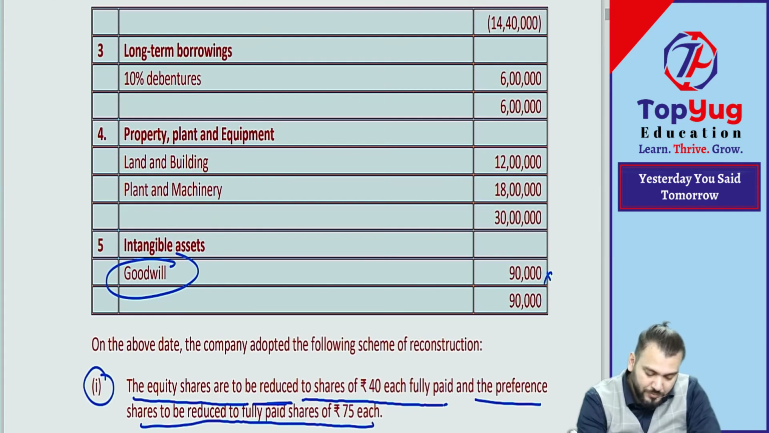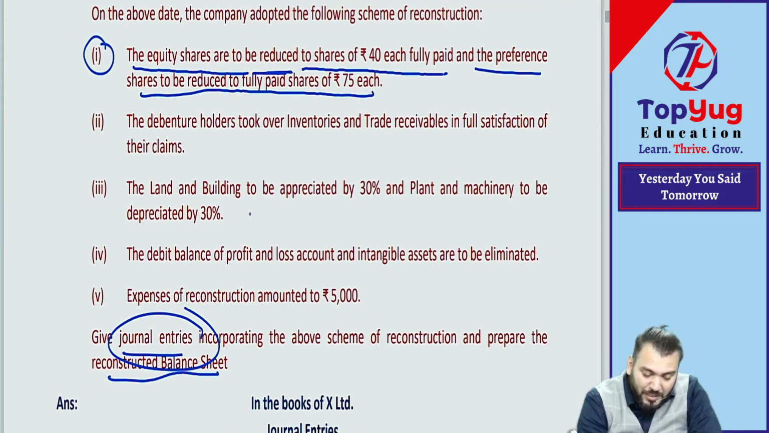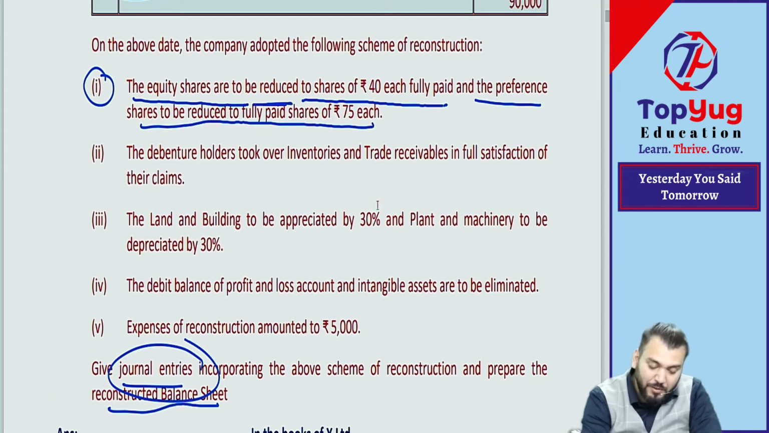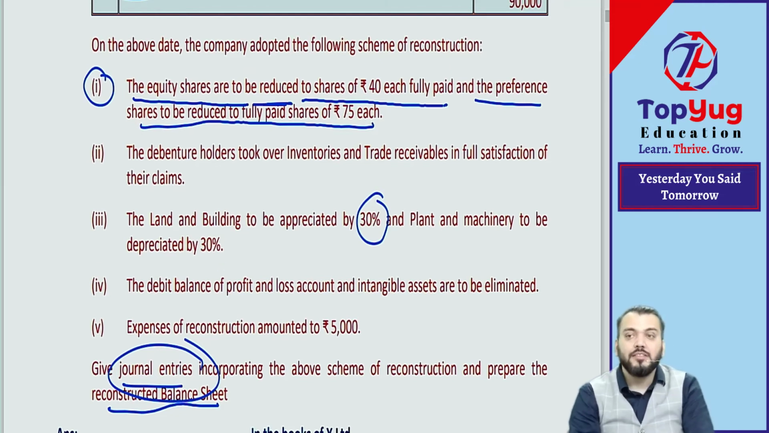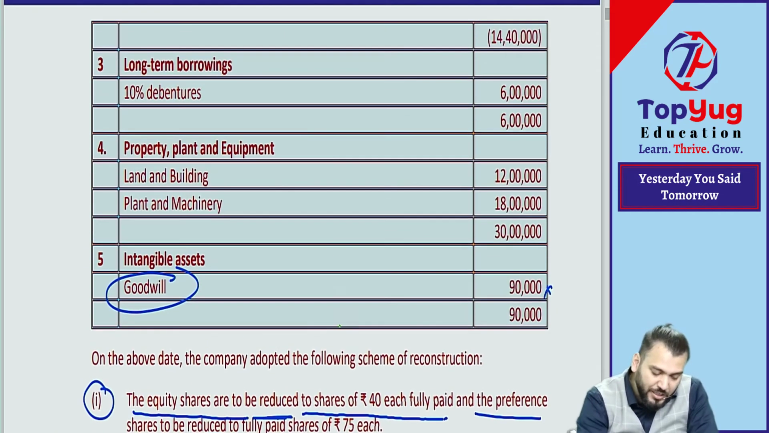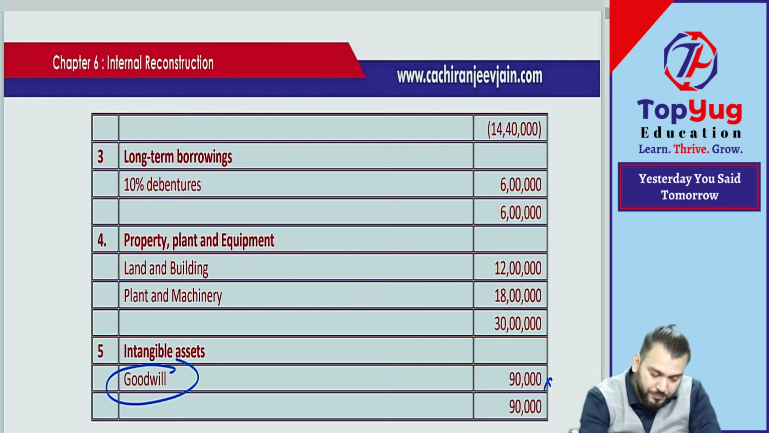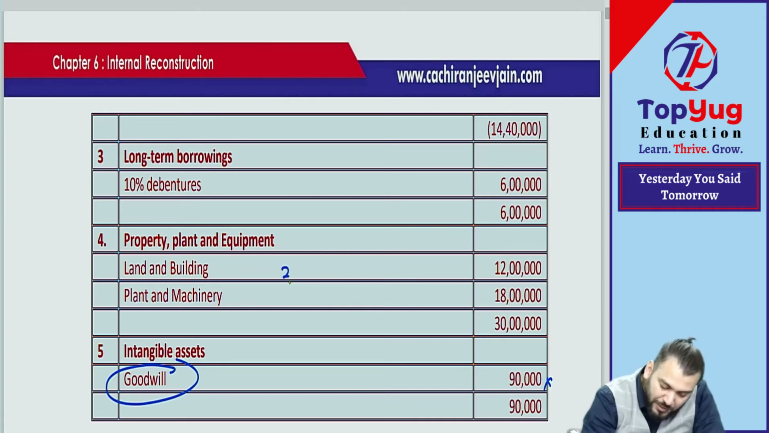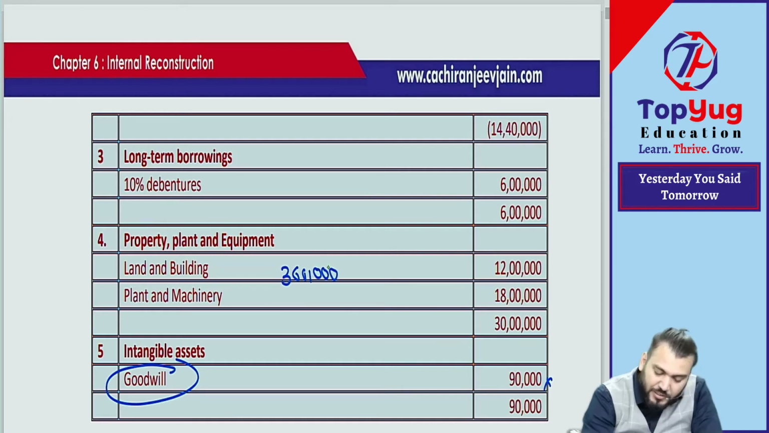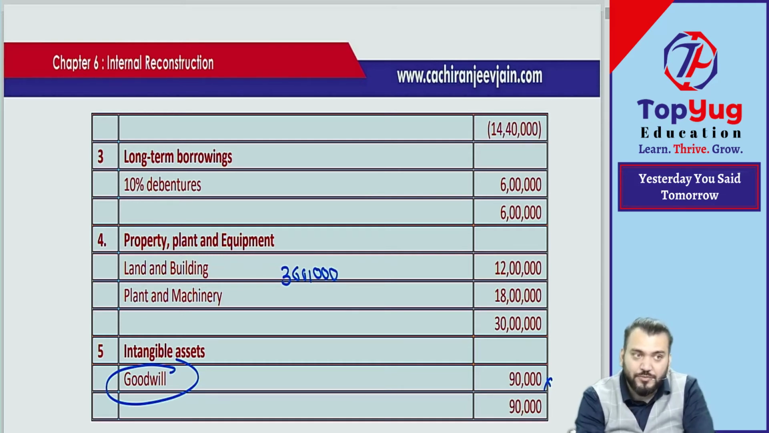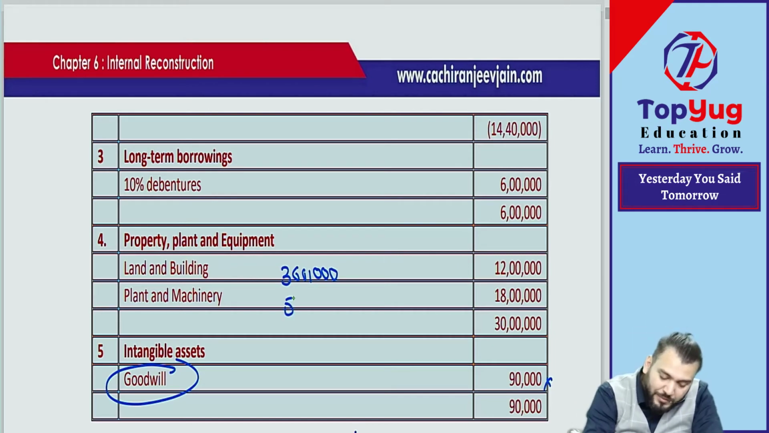Point number 3. The land and building are to be appreciated by 30%, and plant and machinery to be depreciated by 30%. Land and building is 12 lakh, and 30% of 12 lakh is 3 lakh 60,000. Plant and machinery will be depreciated by 5 lakh 40,000. Correct?